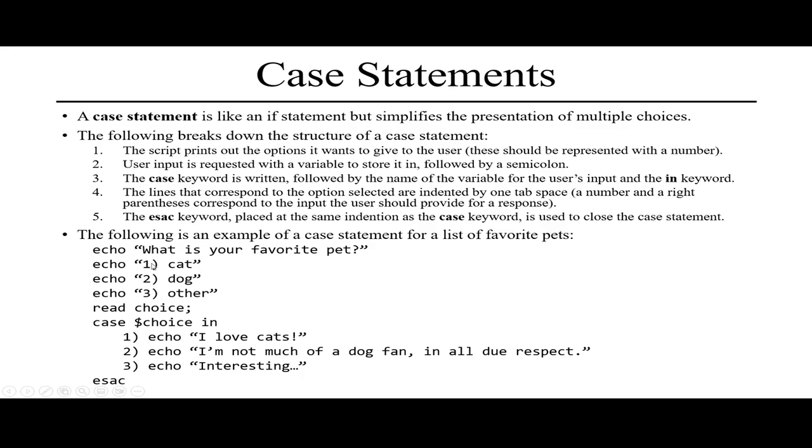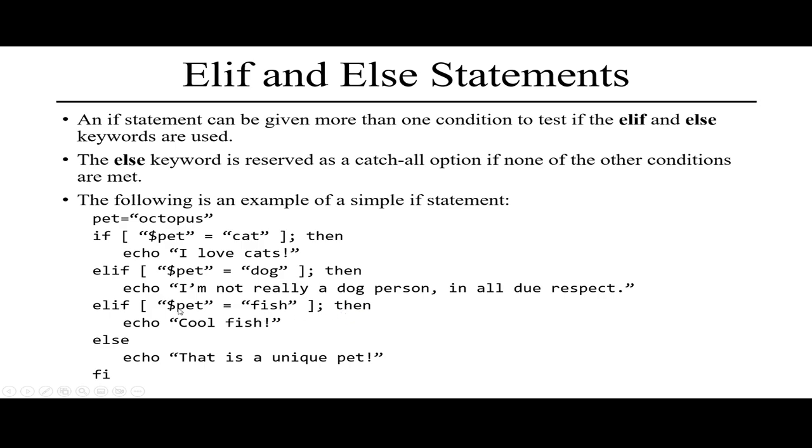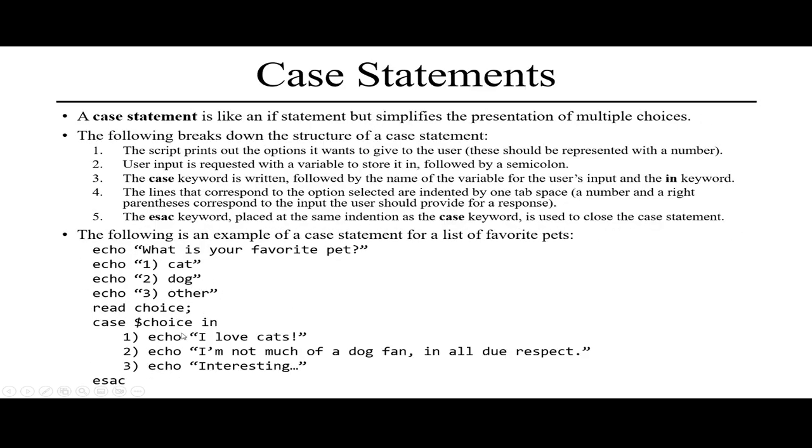So let's just say people type in one of these numbers here. Case choice, and if we get a 1, we get echo, I love cats. If we get echo 2, I must not be a dog fan, due to respect. If we get 3, interesting. So basically we type in one of these numbers that we want to receive for the case. So it's similar to if statements. If you look back here, it's kind of similar to this if statement, but it's a little shorter, mostly.